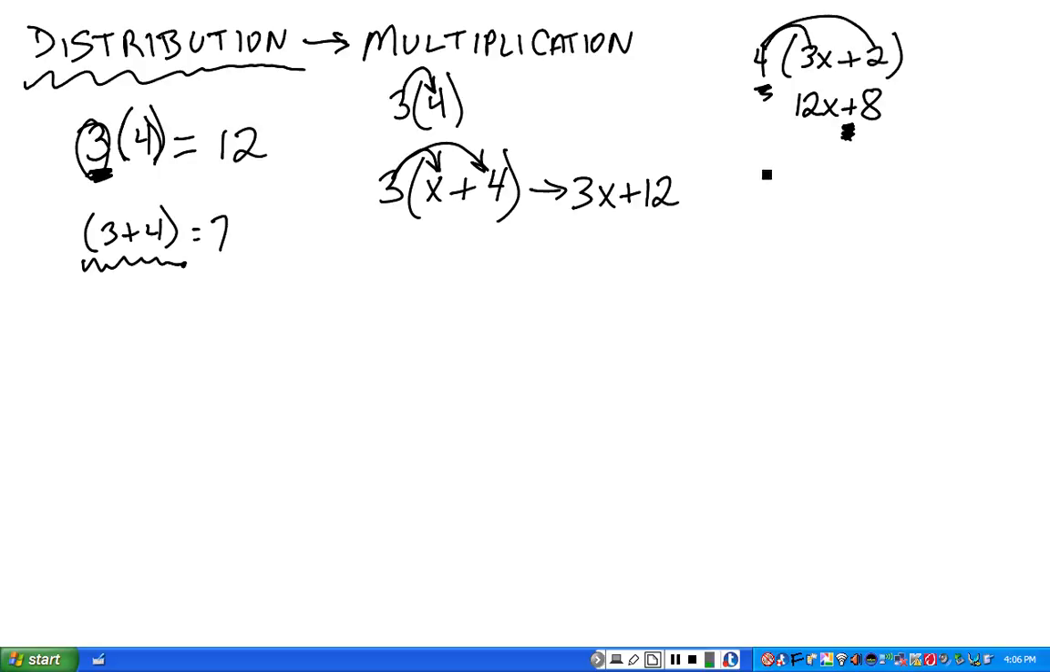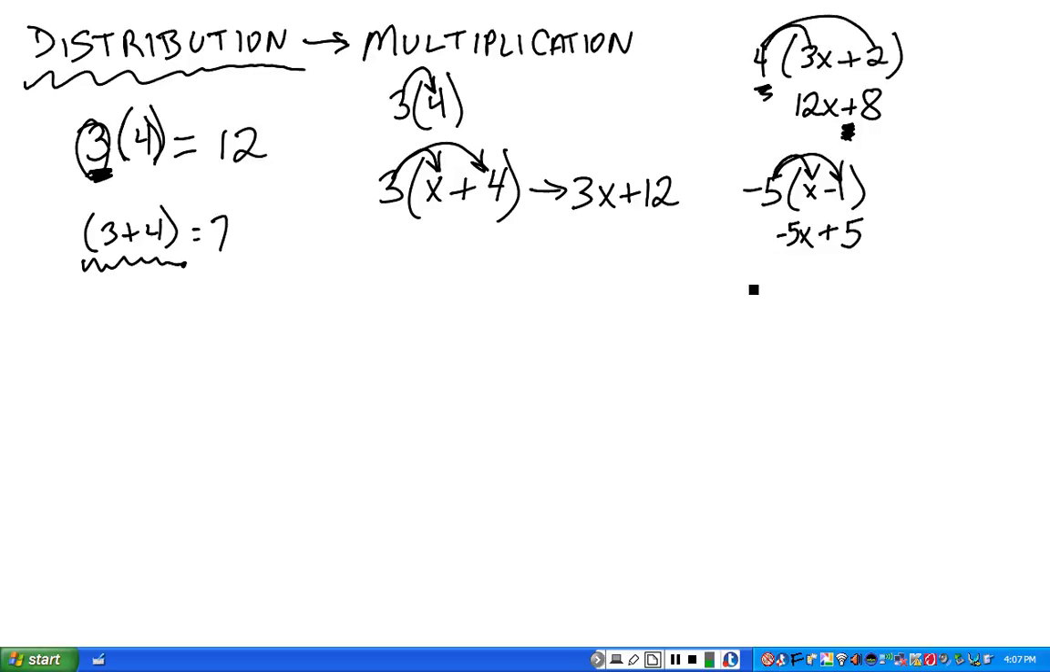Okay, another problem. Let's say we have negative 5 times (x minus 1). Negative 5 is next to the parentheses, so negative 5 times the x, and negative 5 times the negative 1, or minus 1. Negative 5 times x gives me a negative 5x. Then negative 5 times negative 1 gives me a positive 5. A negative times a negative is a positive. So this would be my simplification of negative 5 times (x minus 1).